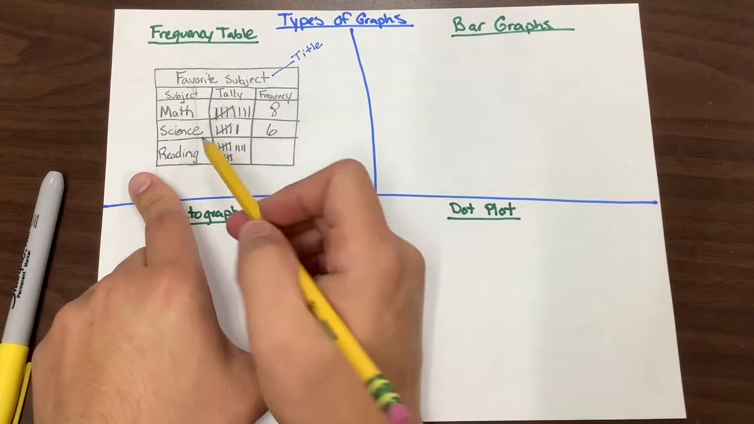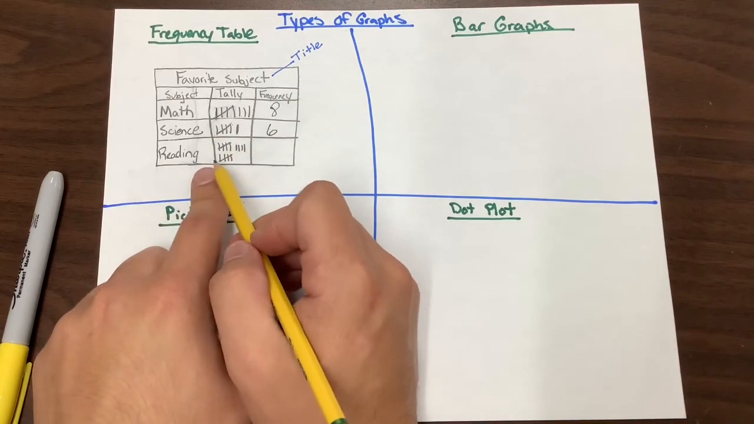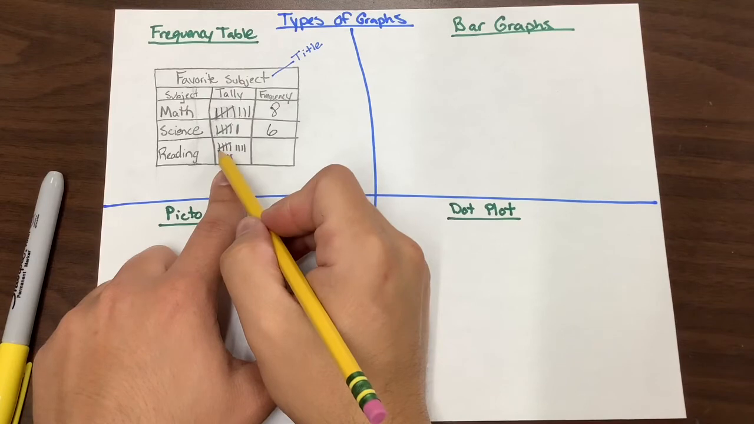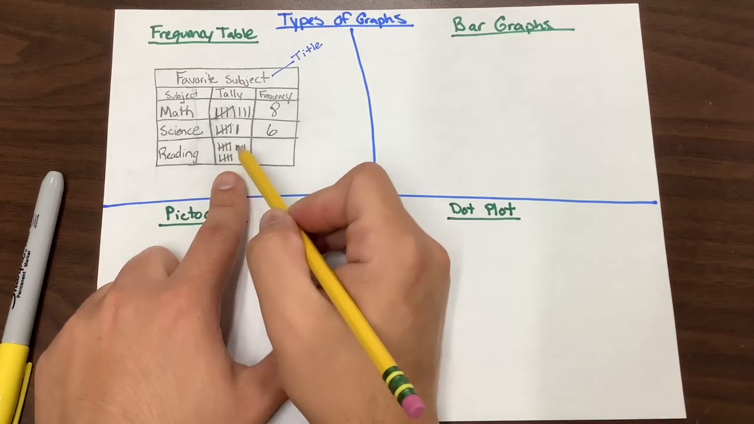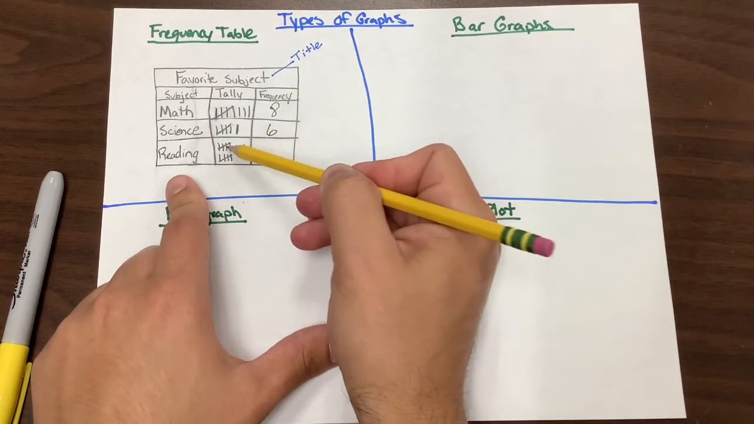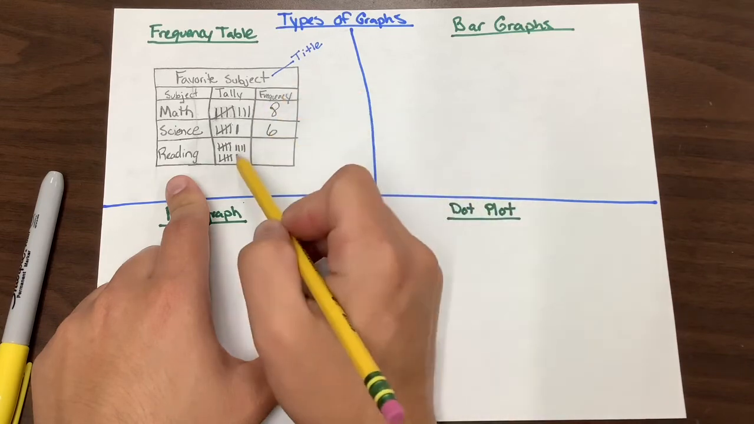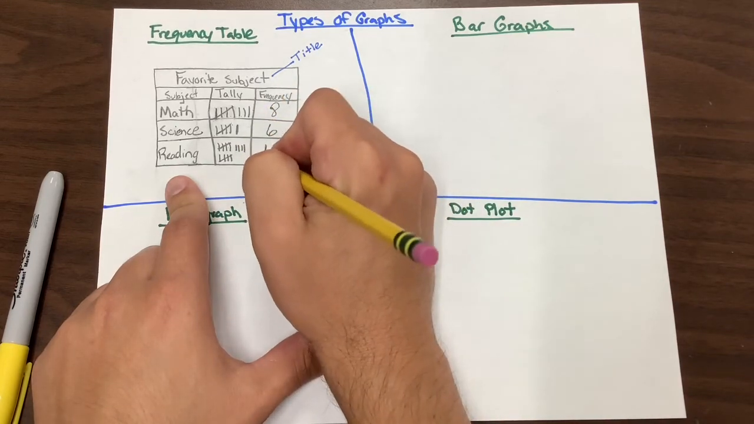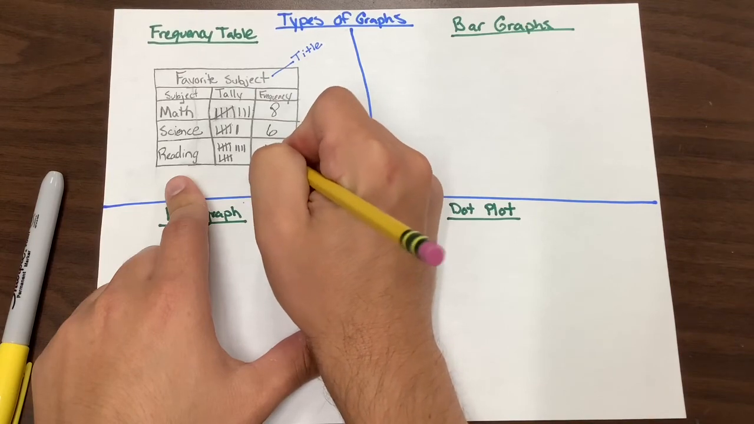Let's see how many students chose reading. How many students chose reading? Let's see. I know that each one of these groups is 5. So 5 and 5 is 10, 11, 12, 13, and 14. If you said 14, great job.